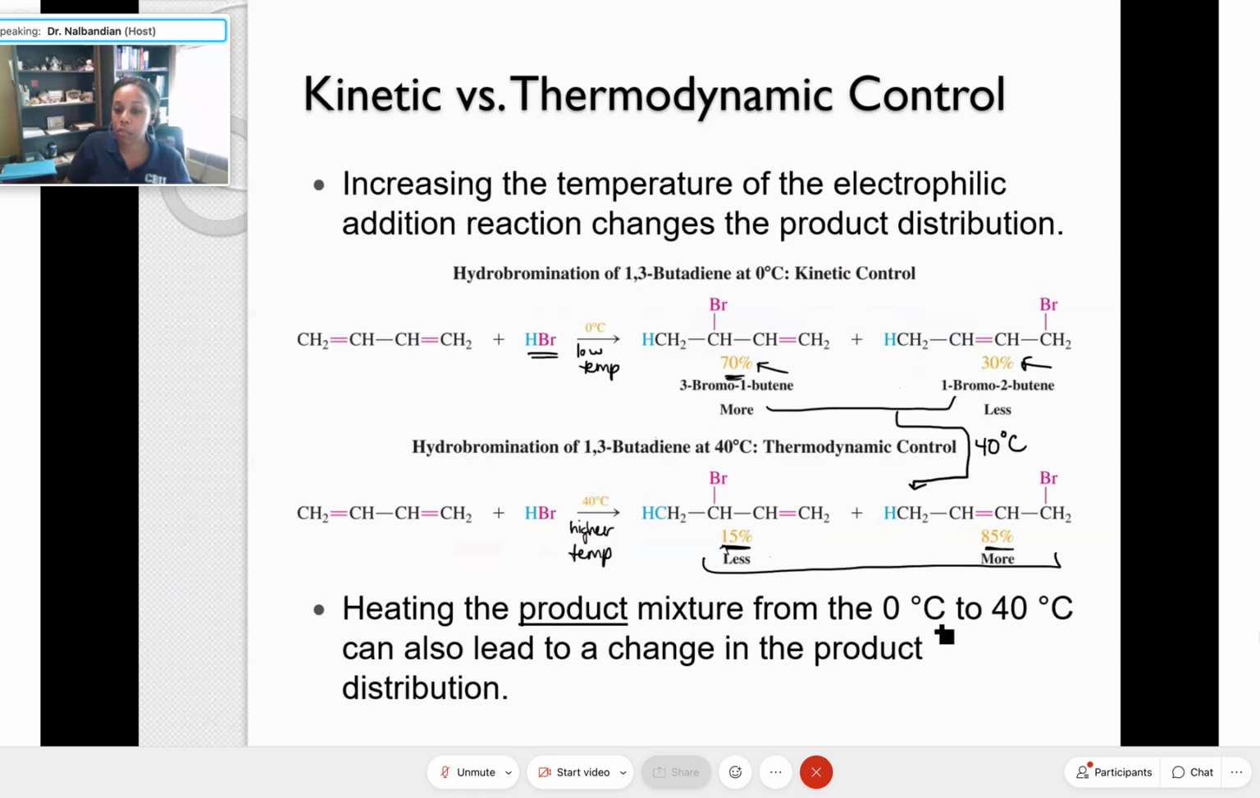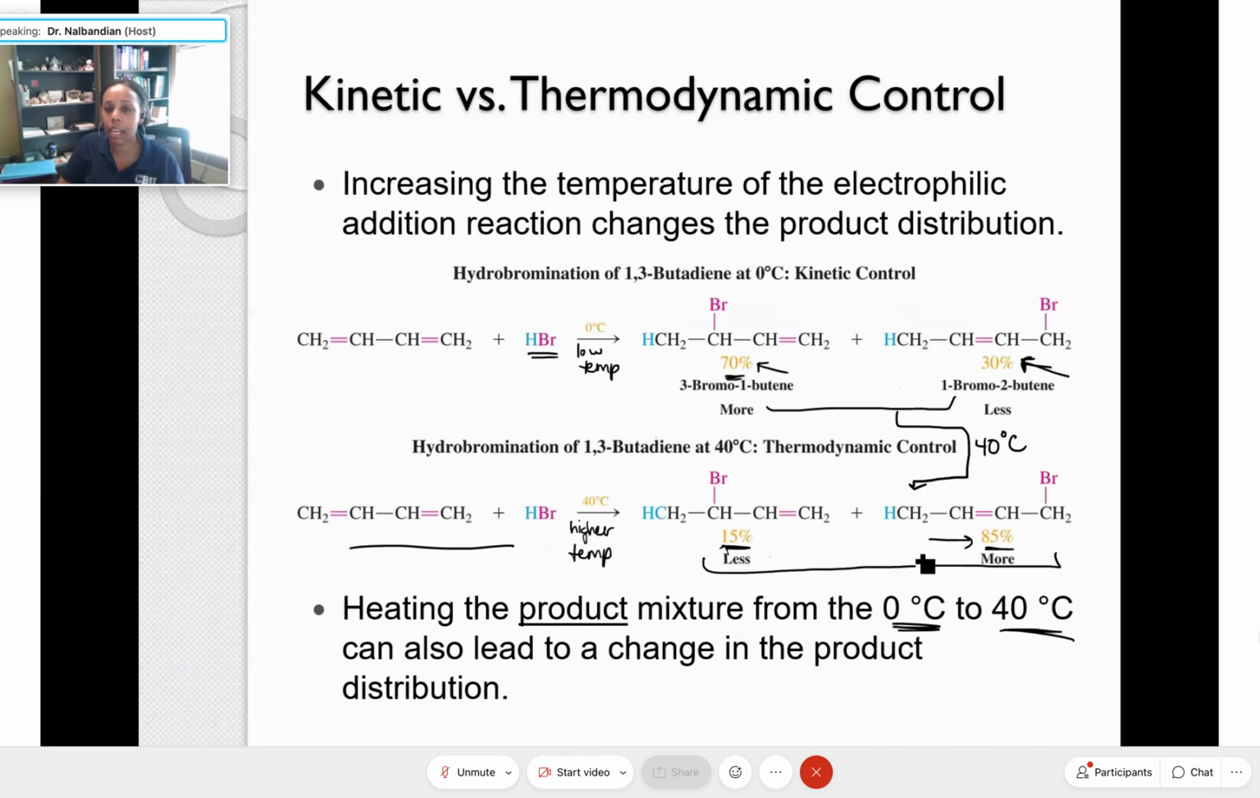Heating the product mixture from 0 to 40 will also change it. Even though you have 70% of one thing, 30% of the other, if you heat up that 70-30 mix, it will end up being the 85-15 mix. Or if you start off running the reaction at 40 degrees, you're going to end up with this 85-15 mix where you get more of this product that would have been unfavored at lower temperatures.